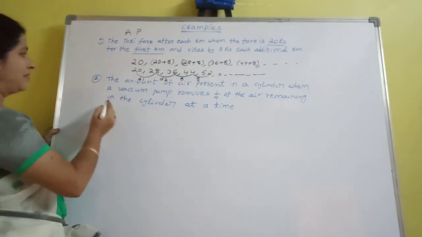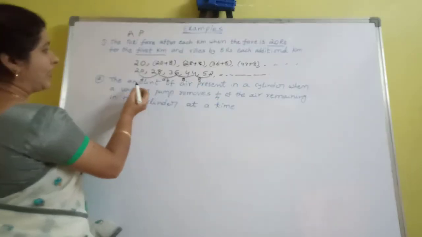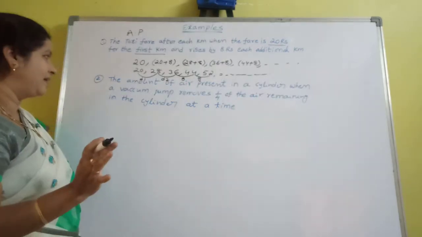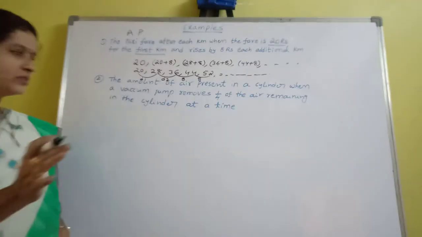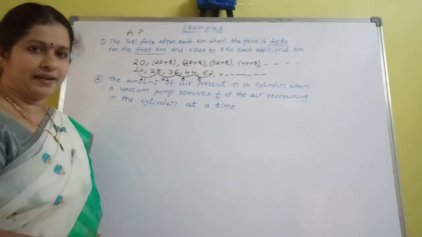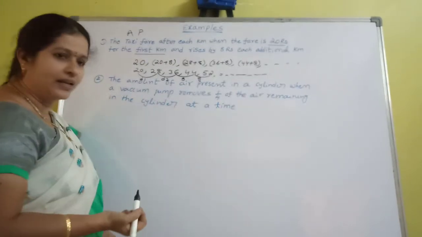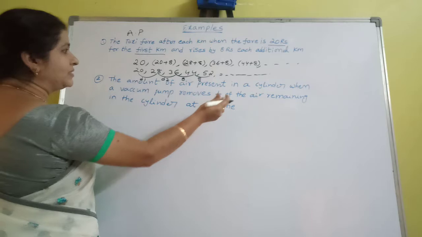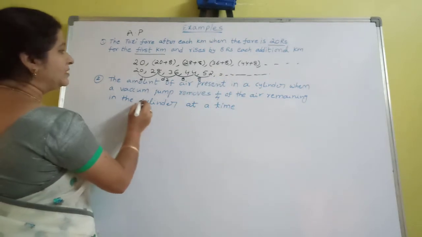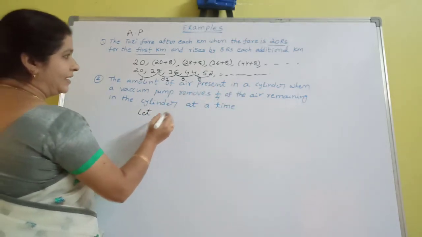So what is the second example? Now coming to the second example: the amount of air present in a cylinder when a vacuum pump removes 1/4 of the air remaining in the cylinder at a time. So here we are taking a vacuum pump and an air cylinder. How much air is in the cylinder at first?